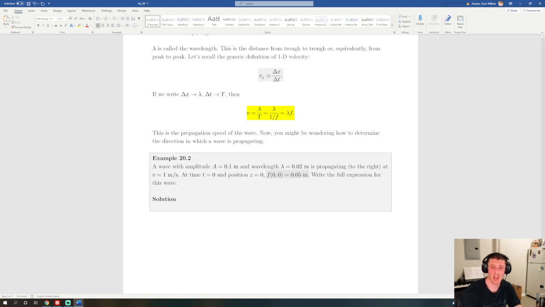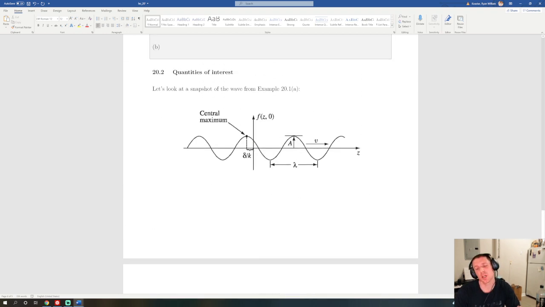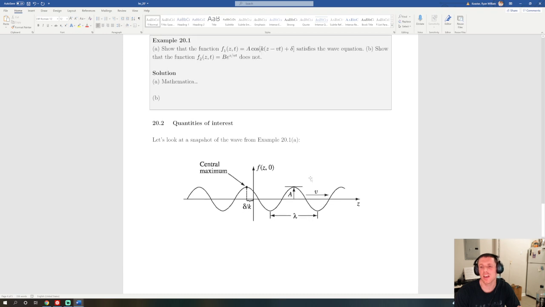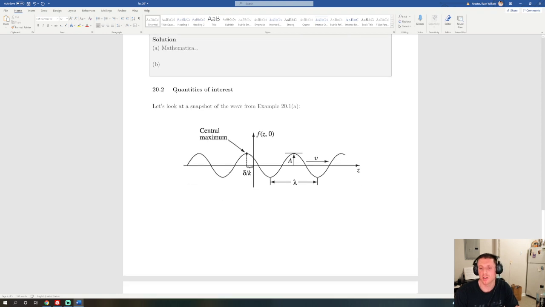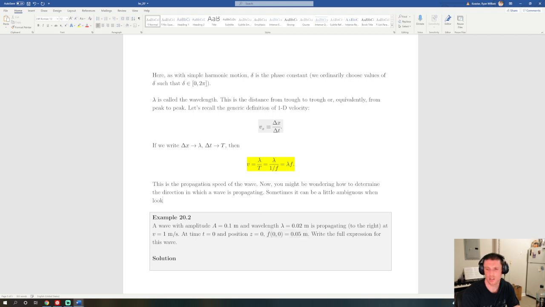Because we have it in the sketch here, we know that this is going in the positive z direction, but say that wasn't on the sketch and you didn't know. How would you determine the direction of propagation? So I'm going to give you a little blueprint for how to do that, because sometimes it can be a little ambiguous when looking at a diagram showing a static representation of a wave.